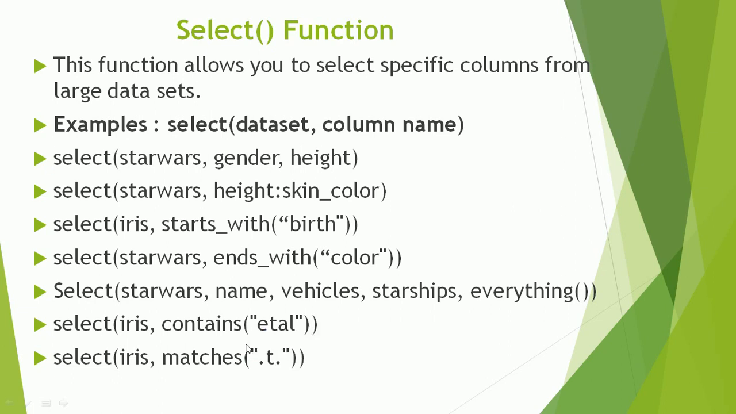The first one, starwars, is the name of the data set, and from that given data set we want to draw only the 2-column data, that is gender and height. If required we might get only 1 column, that is if I just want to find out the height data, in that case it would be starwars comma height. Or if I want to find out 2 or 3, I can use multiple columns using the comma.